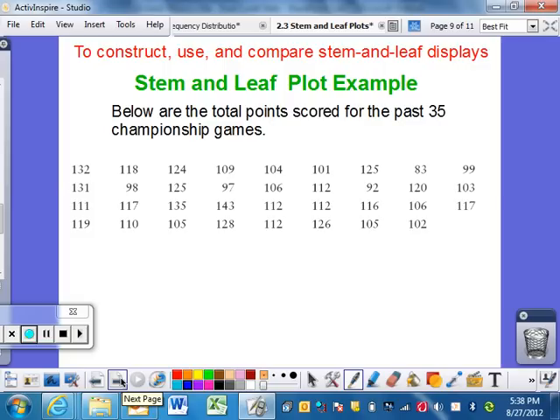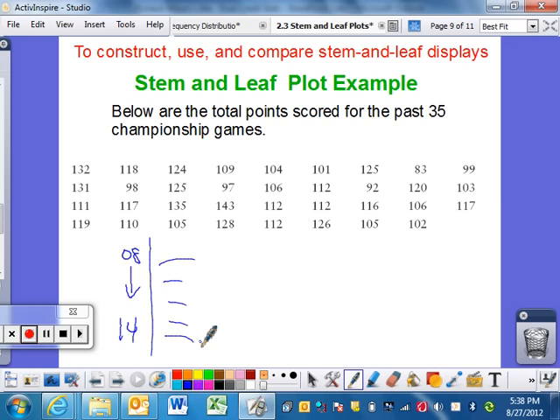Okay, so another example that I would normally do is the total points scored in the past 35 championship games. I'm going to want you to do a stem and leaf plot for it. Your stems would be anywhere from an 8 all the way up to 100 and, what is the largest number? 143 is the largest number, so up to 14. You'd have your line, and then you put all the leaves in here.